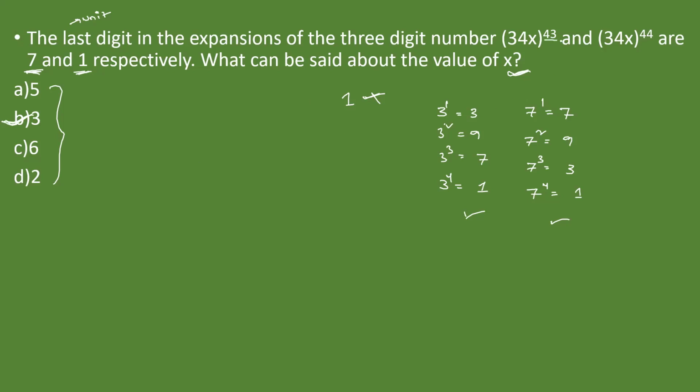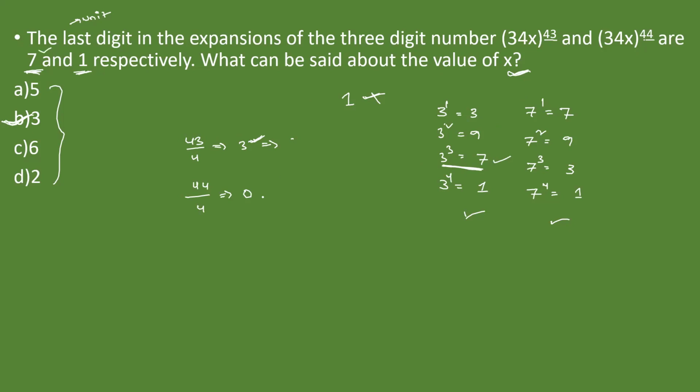it, I have told you, right, we will divide the power with 4. 43 by 4. What is the remainder we will get here? 3. Similarly, 44 by 4. What is the remainder we will get here? 0. When remainder is 3, we will take the third power. That is 3 power 3, which is 7.